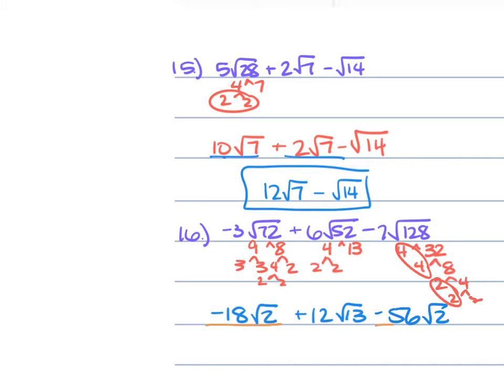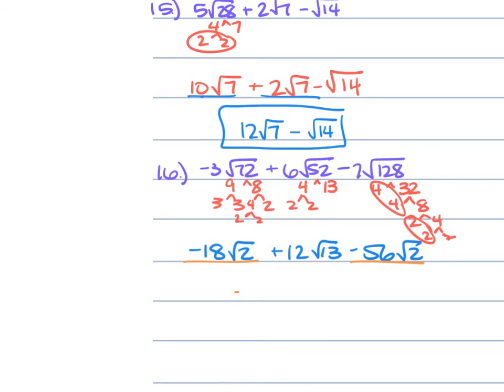So we have like terms with the negative 18 and the negative 56. We're going to keep the sign, add the numbers. 6 plus 8 is 14. Carry the 1. 6 plus 1 is 7. So negative 74 square root 2 plus 12 square root 13.